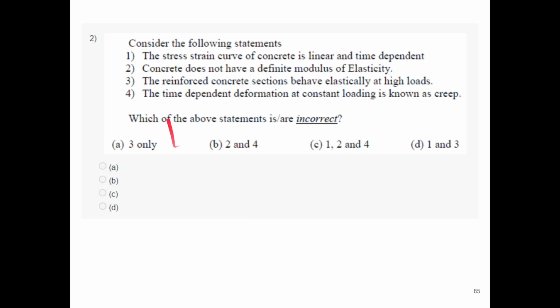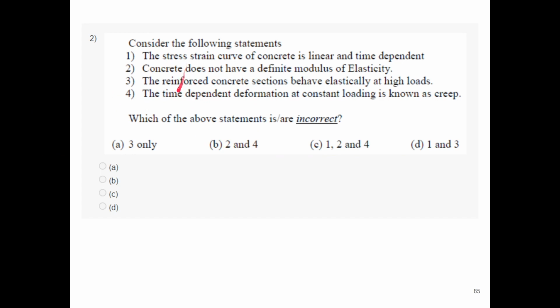So let us go to the second question. Consider the following statements. One, the stress strain curve of concrete is linear and time dependent. Two, concrete does not have a definite modulus of elasticity. Three, the reinforced concrete sections behave elastically at high loads. Four, the time dependent deformation at constant loading is known as creep. Which of the following statements is or are incorrect? A, 3 only, B, 2 and 4, C, 1, 2 and 4, D, 1 and 3. So we need to find out which of the above statements are not correct.